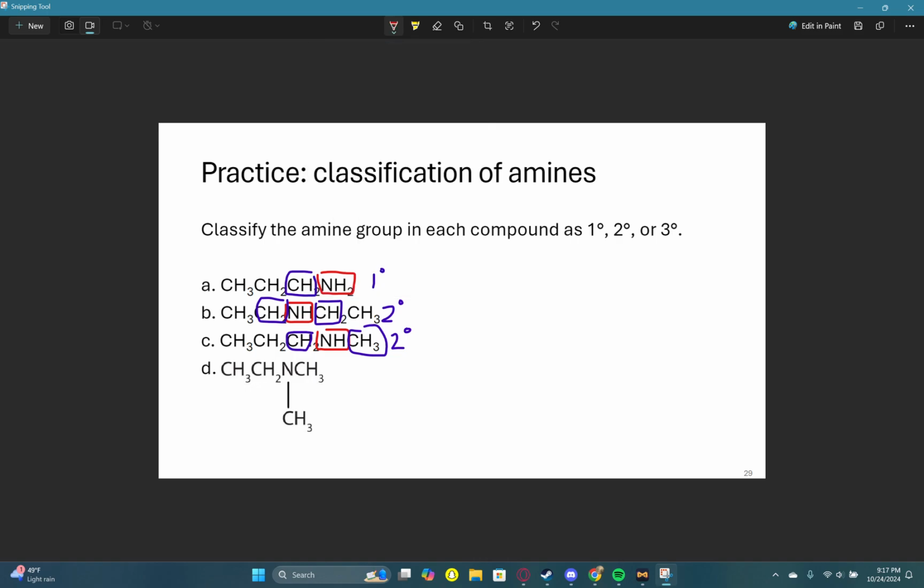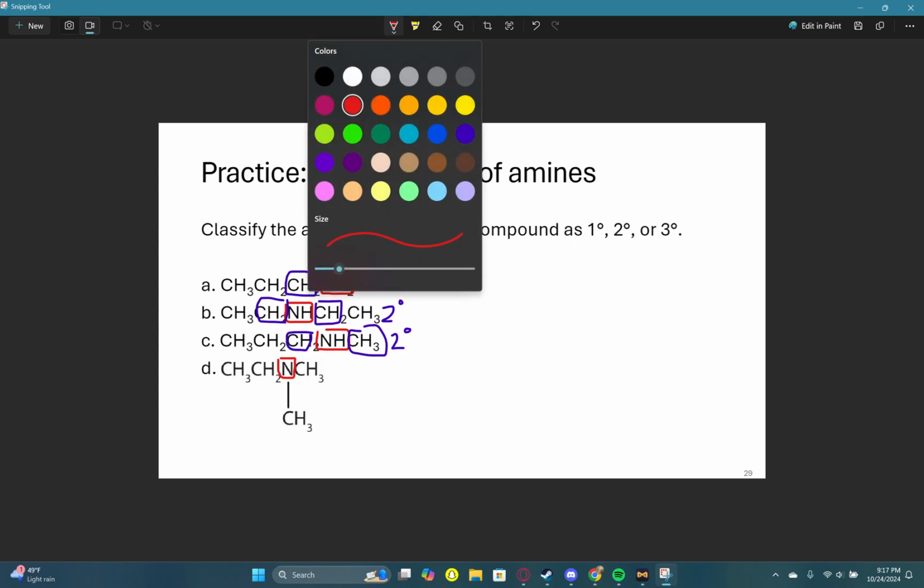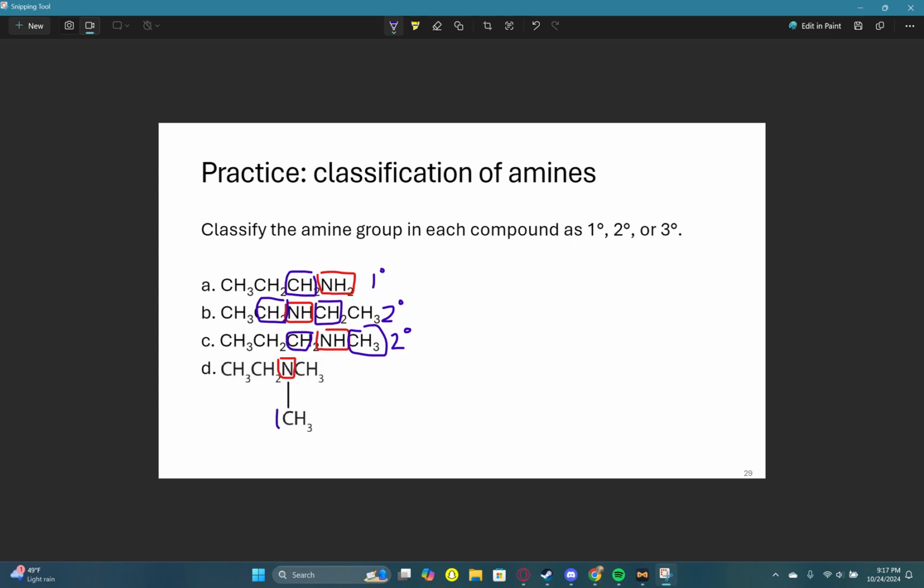And then in example D, the N, it's only N. But we already know that just from this N, it's going to be an ammonia or amine group. And based on that, it's also bonded to 3 other carbons. Meaning example D is classified as a tertiary amine. And that is how you classify amines, based on the carbon bonds or whatever it is bonded to.